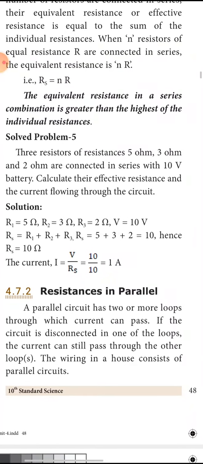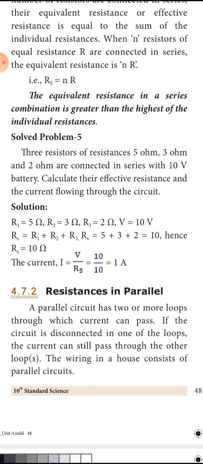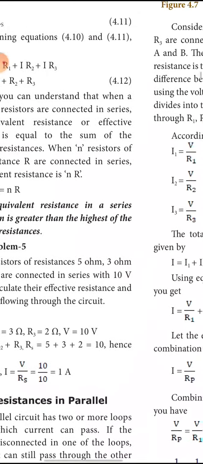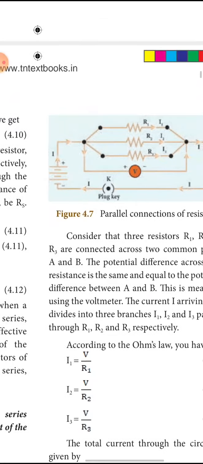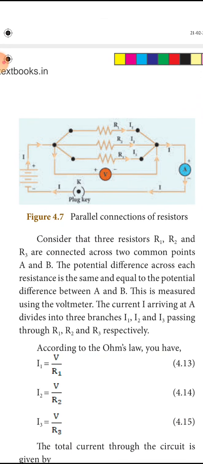Parallel connection has many loops. A parallel circuit has 2 or more loops in which the current can pass. If the circuit is disconnected even in one loop, the current will still pass through the other loops. Such a connection is called a parallel connection. Here the circuit is given.